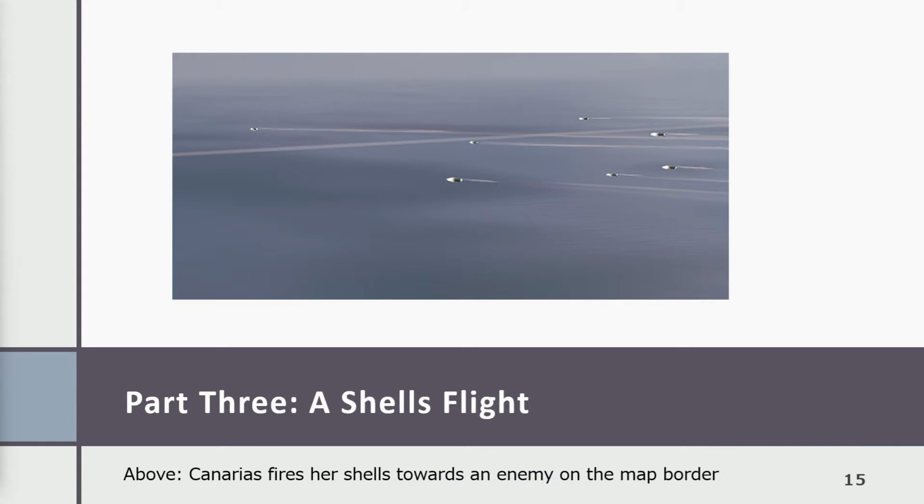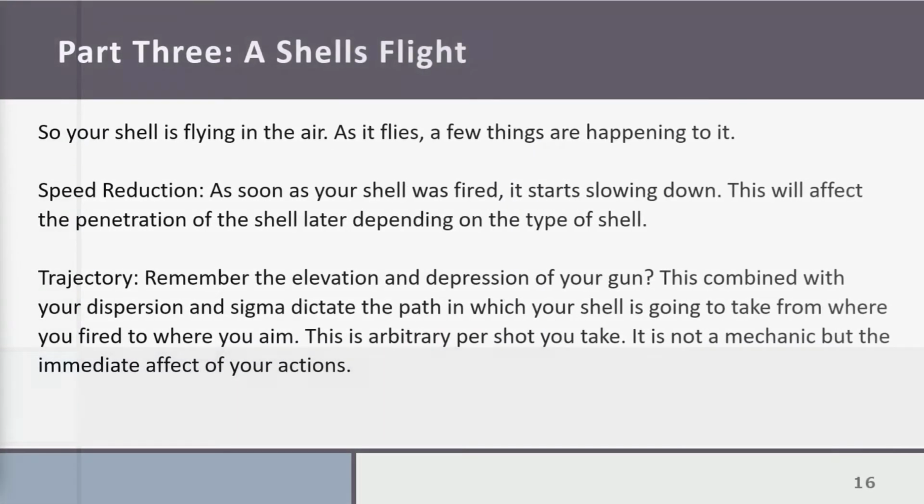So part three, a shell's flight. As we can see here, Canaris is firing her shell. I don't have Canaris in the screenshot, but this is Canaris firing her shells towards an enemy ship on the map border. So this is a pretty short section here, but it's an important one.